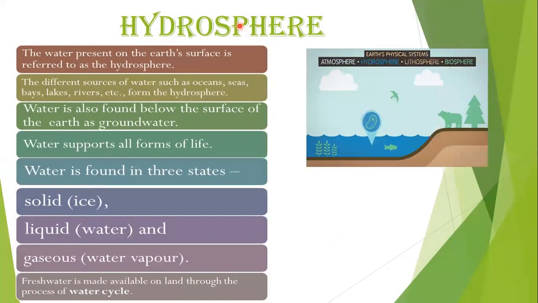Now is hydrosphere. The water present on the Earth's surface is referred to as hydrosphere. The different sources of water such as oceans, seas, bays, lakes, rivers, etc. are the forms of hydrosphere. Water is also found below the surface of the Earth as groundwater. Water supports all forms of life. Water is found in three states: solid ice, liquid water, and gaseous water vapor. Fresh water is made available on land through the process of the water cycle.